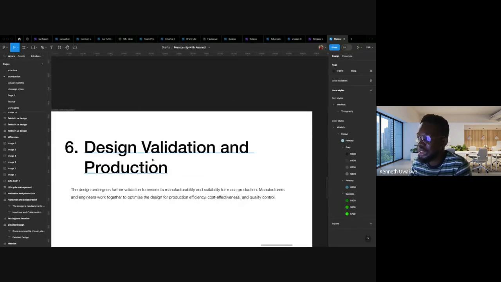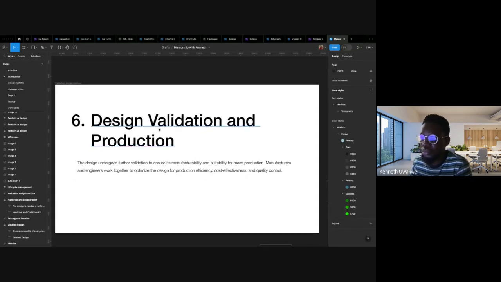The sixth one is design validation and production. The design undergoes further validation to make sure of its functionality. After you have shipped off your product, let's assume that the developers have built it, you need to also test it in real life. You are more or less like a supervisor of what the developers are doing. Are they developing exactly what you have built?